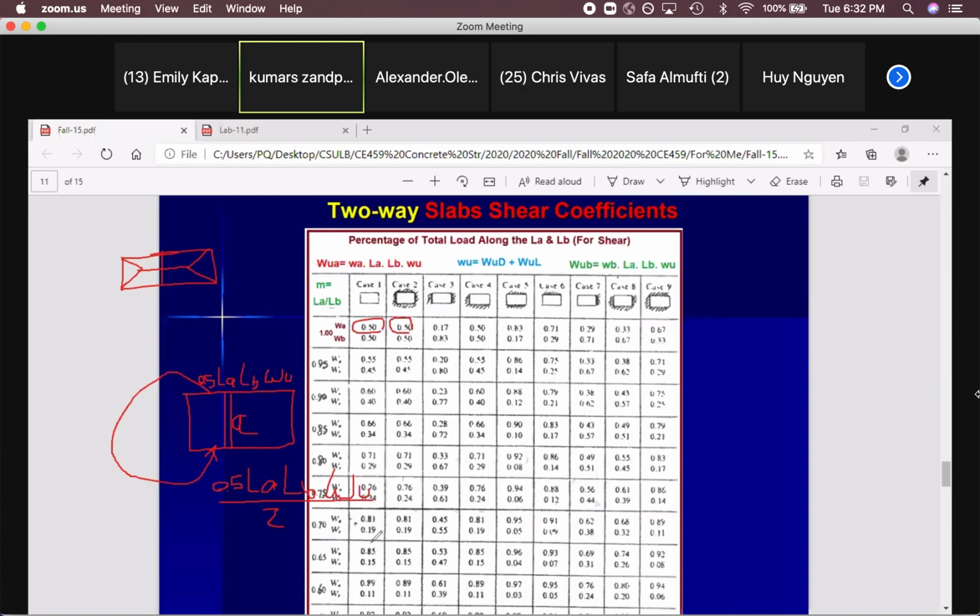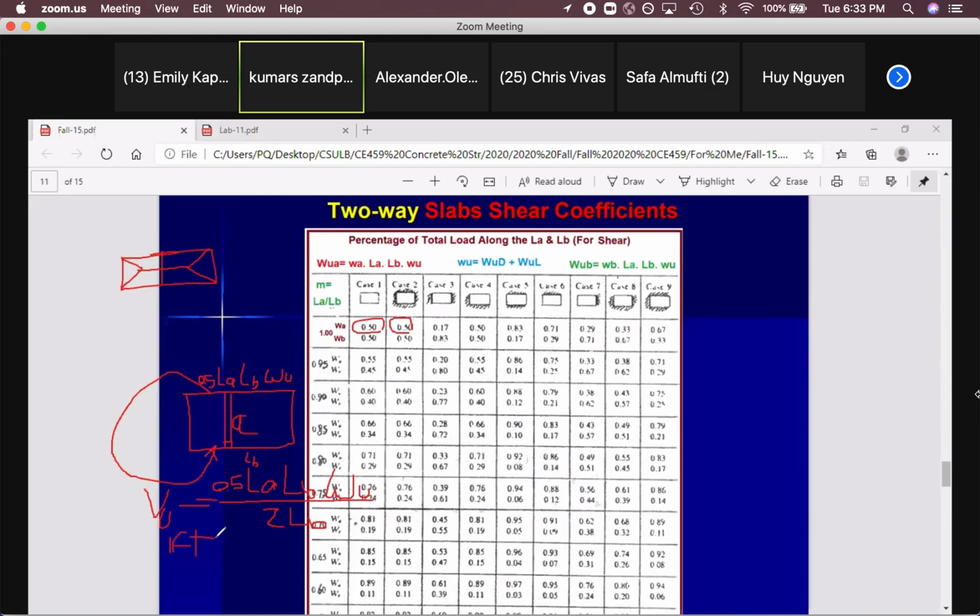Try to see these numbers. What do they mean? 50% of this will go to either side, divided by 2 of the total. Whatever it is, 0.71 times LA, LB, omega U, divided by 2. I work on this case right now, but if you go with this instead, you will get 81% in the A direction. So 0.81 LA, LB, omega U divided by 2. That's the total load for this length. What's this length? LB. So if I want to find the shear for 1 foot of this, what should I do? Divide by LB. That's it. This will give us VU for 1 foot.